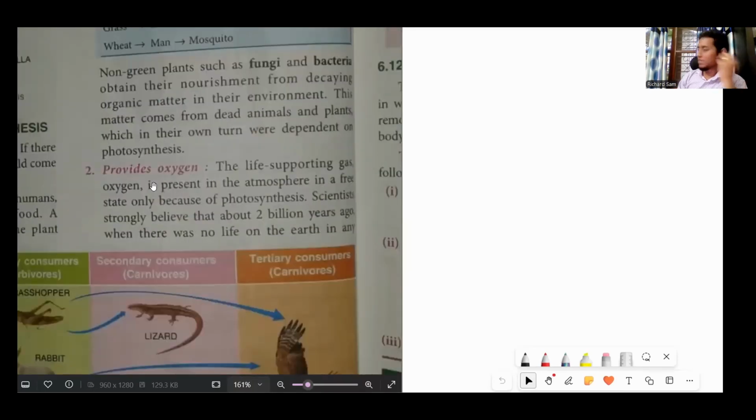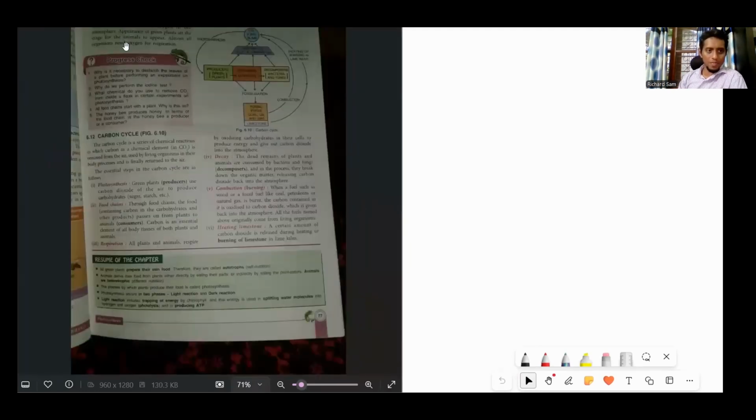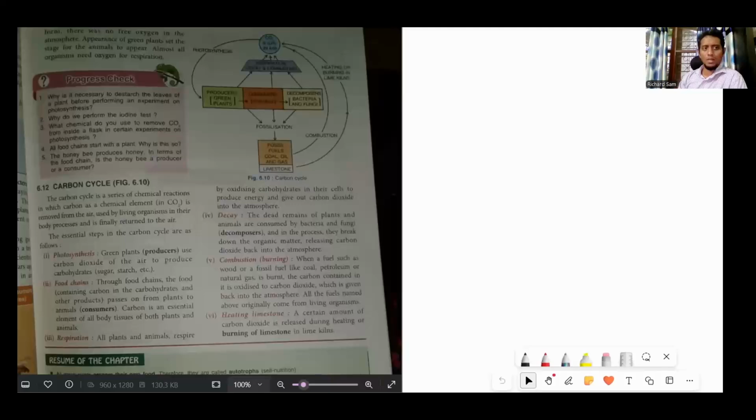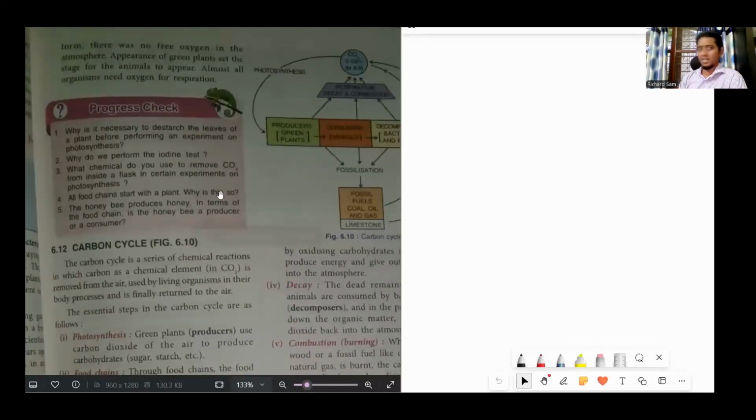All right. The second thing given out in photosynthesis is oxygen. So again, oxygen is very important for any life on Earth. Not only for life, but also for burning. Without oxygen, nothing can burn.